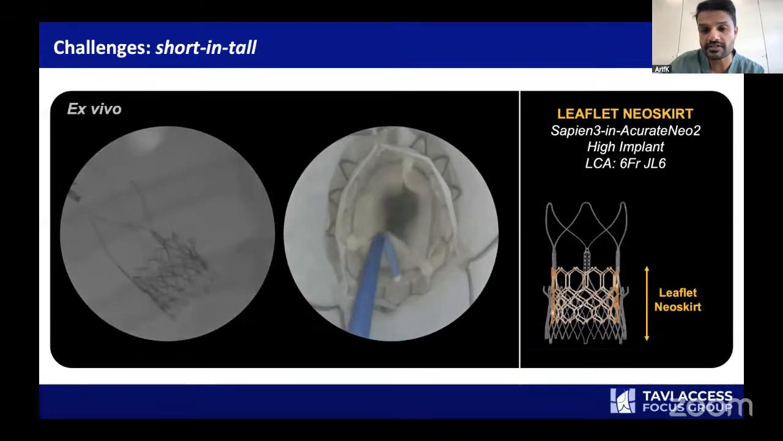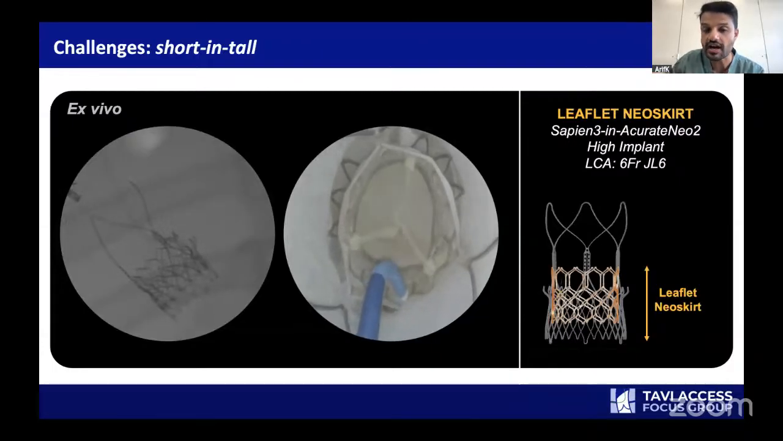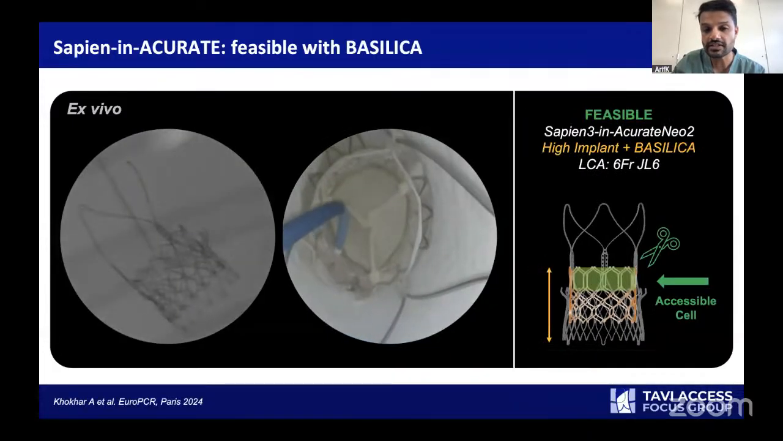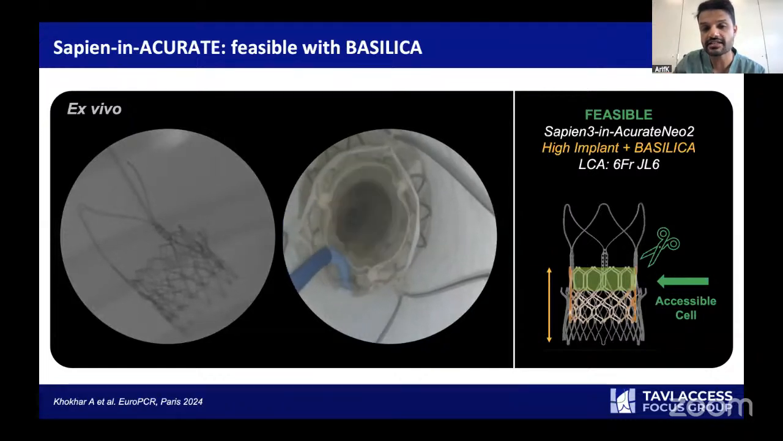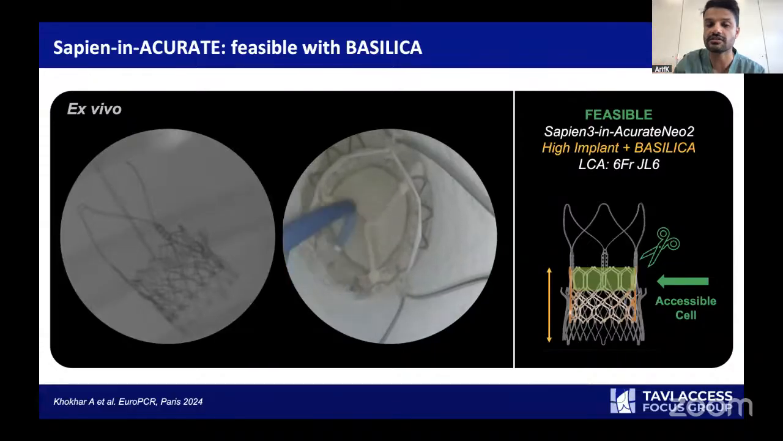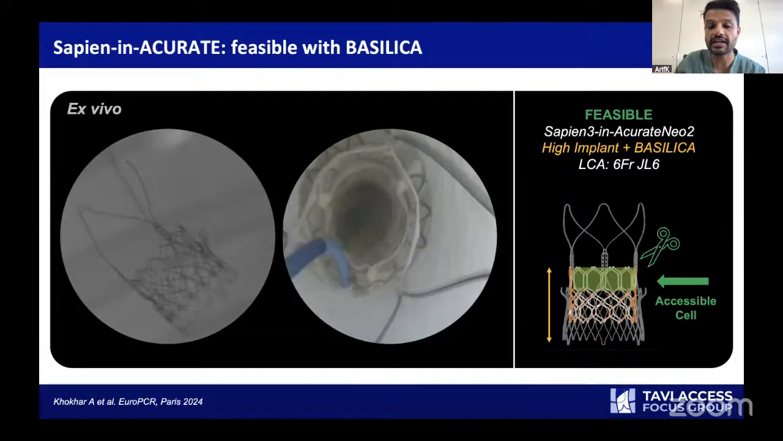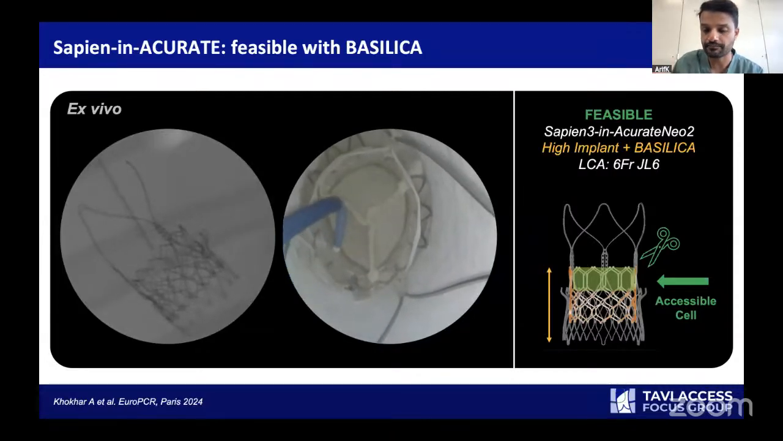And just to show you an example here, this is a Sapien in Accurate. You can see there, you've got this curtain again that I showed you, which is covering the open cells of the Sapien, and you simply can't get through that valve. If you cut the leaflets, look at the difference here. The catheter is just pulled up, and those previously inaccessible open cells, the catheter just slots in. That shows you really nicely how leaflet splitting can really help in terms of coronary access and make what was unfeasible feasible again.